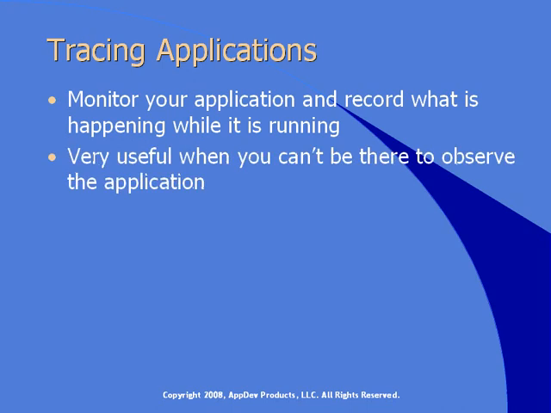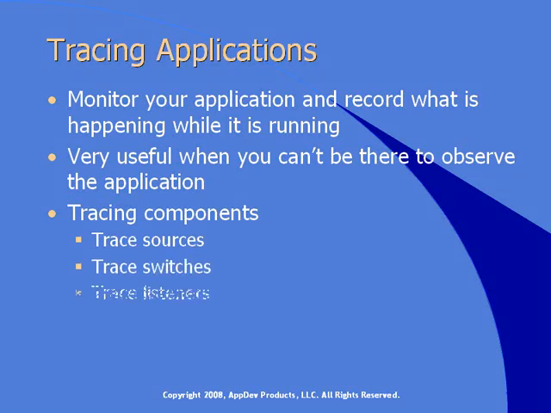Now that's very useful when you can't be there to observe the application, and particularly when you can't be there to enter debug mode and look around. Well, the .NET Framework provides tracing components, and tracing is basically the process of monitoring an application and recording what's happening. And the tracing components that the .NET Framework provides are trace sources, trace switches, trace listeners, and trace filters. Let's explore each of those.